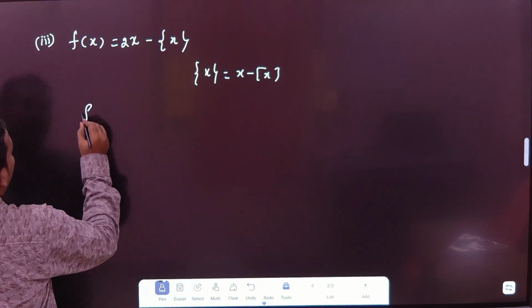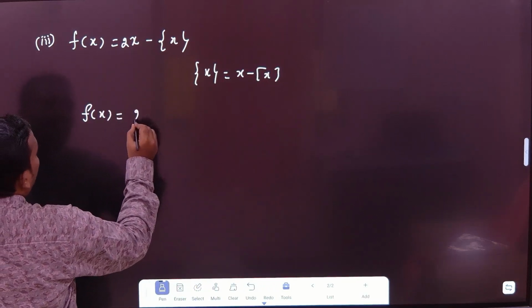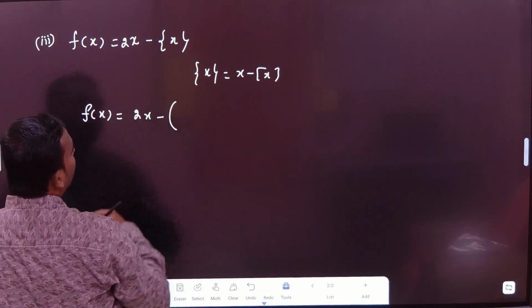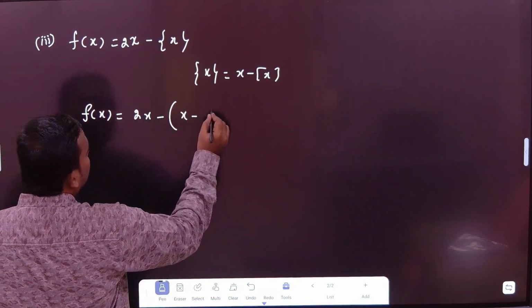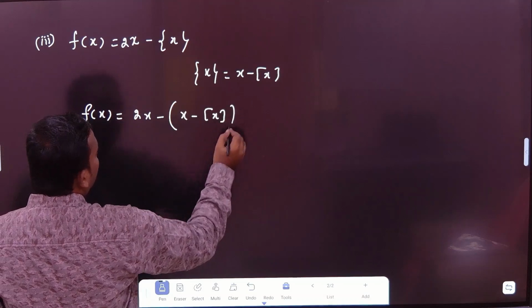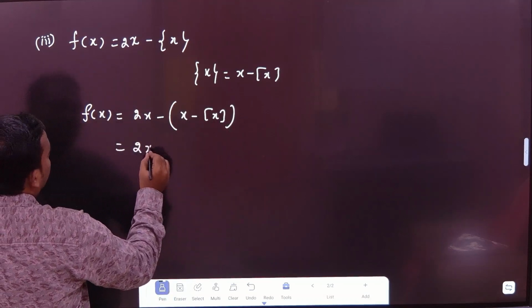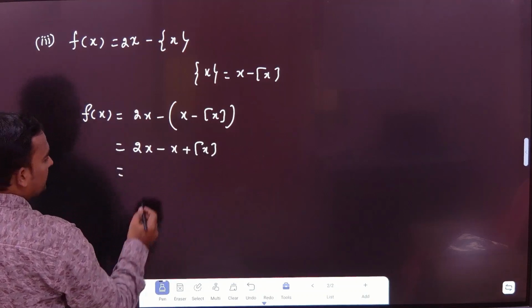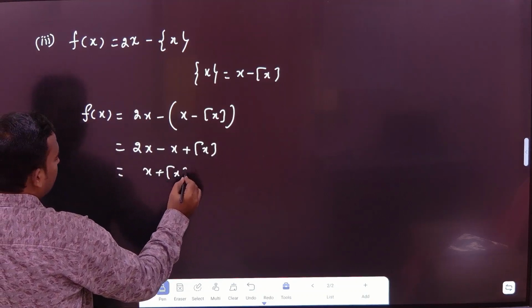So now you can reform this function. 2x minus the fractional part function of x. How to write it? X minus the greatest integer function, right? Okay, then how to rewrite this one? 2x minus x plus the greatest integer function. The 2x minus x is what? X plus the greatest integer function.